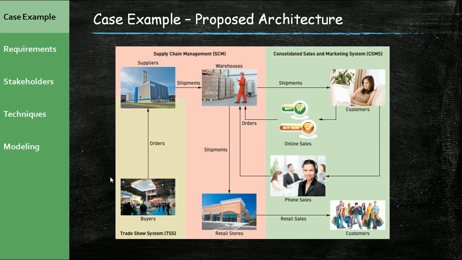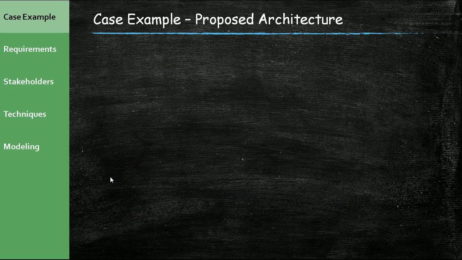You'll have one warehouse system that receives shipments, and that warehouse subsystem would be able to send shipments to customers and send shipments to the retail stores. The retail store system supports the retail sales. The warehouse system supports phone sales. The web-based system supports the web-based sales, and all this stuff put together. So this might be an example of what our consolidated system might look like from a high level.